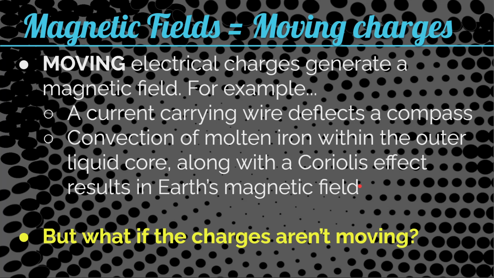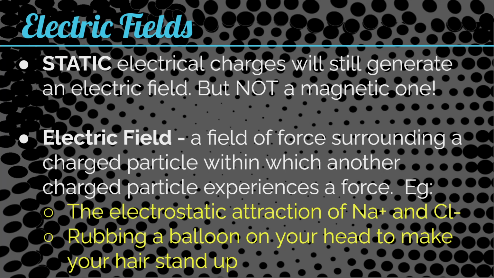All right, so again, we just talked about this. Moving electrical charges generate a magnetic field, so our current carrying wire, our molten outer core, both create fields, but what if the charges aren't moving? What if you just have a stationary charge? Static electrical charges still generate an electric field. We talked about it in the last unit. We looked at, or not last unit, but in electrostatics. We talked about electric charges that weren't moving. We did get an electric field from that, but we did not get a magnetic field from that. We only got magnetism occurring when the charges moved, like they did when they were flowing through the wire of our circuit.